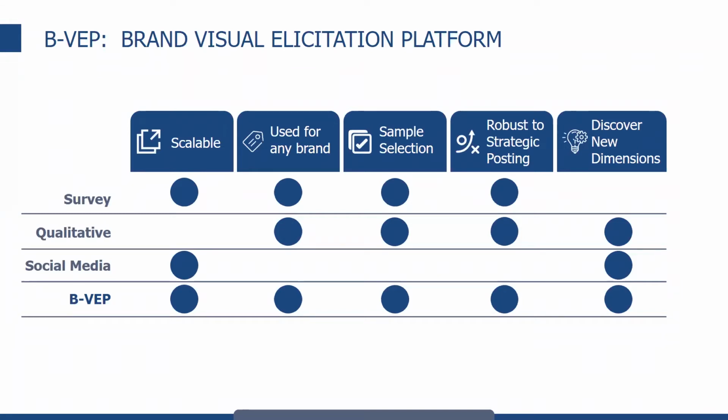What we want to suggest here is a platform called B-VEP, which stands for Brand Visual Elicitation Platform, that takes the best of all worlds. It's scalable, you can use it for any brand, and you can decide what sample you want to use it for. It's open and unaided, so you can discover new dimensions. In addition, it uses the power of visuals, because there is a lot of evidence showing that when people use visuals instead of words, they are able to derive associations, concepts and metaphors that are very deep and sometimes really hidden.